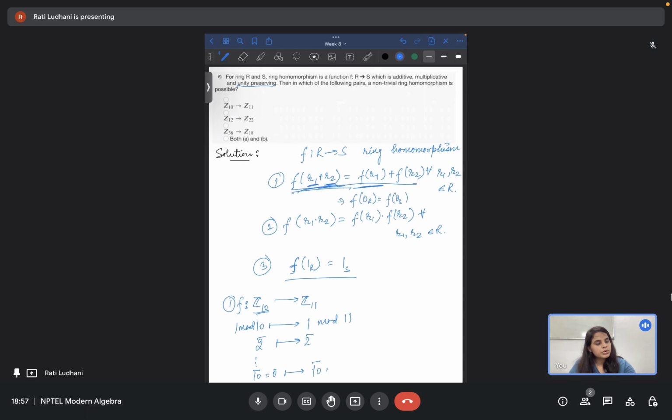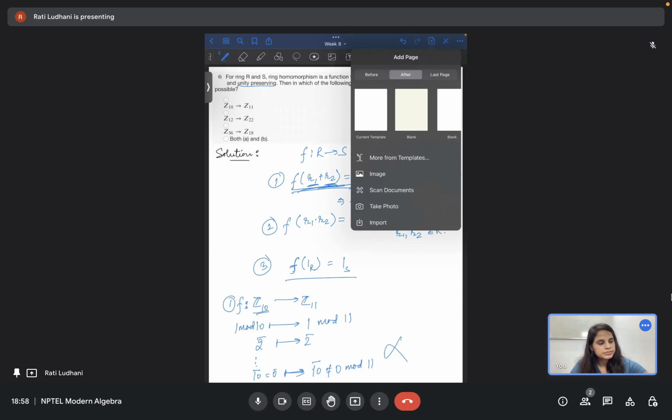So this property implies F(0) should map to 0. But 10 bar is clearly not equal to 0, because 10 is not equal to 0 mod 11. So here 0 bar is mapping to 10 bar, which is a problem, right? It should not happen, so this is not possible. Any non-trivial ring homomorphism is not possible in this case.